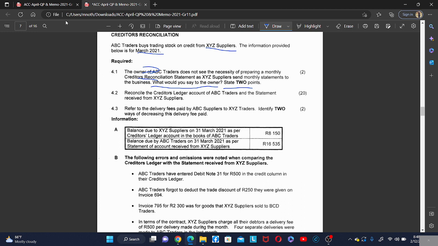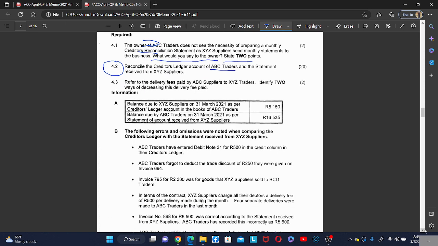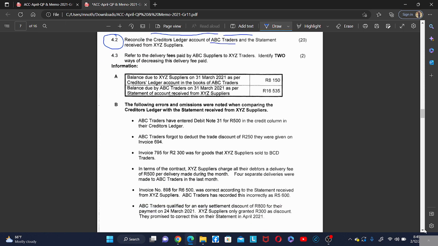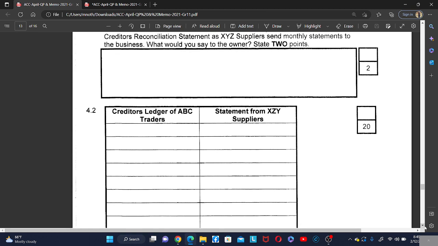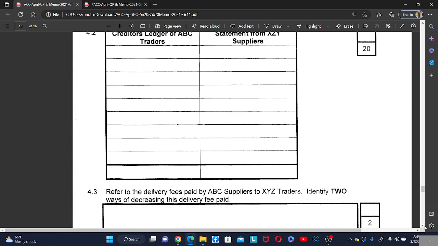But actually, we're here. I want us to do the creditor's ledger account of ABC traders and the statement. So we are told to reconcile these two. So here's an answer sheet. Creditors ledger of ABC traders.